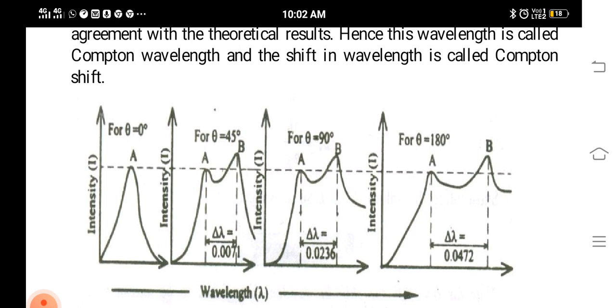In case of 90 degree, we are having delta lambda value as 0.0236 Angstrom. So we are having the same doublet peak with a small difference in delta lambda. When theta is 180 degree, we have delta lambda equal to 0.0472 Angstrom. For that, we are having double peaks, that is, one is the incident peak and the other one is the scattered peak. This is the experimental verification of the Compton effect. Thank you.